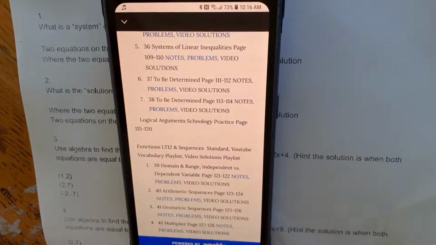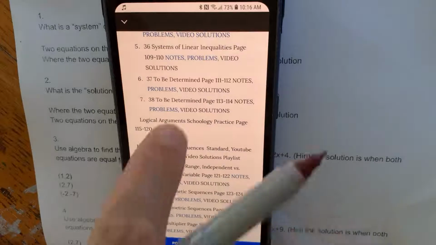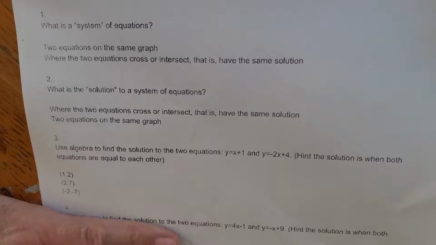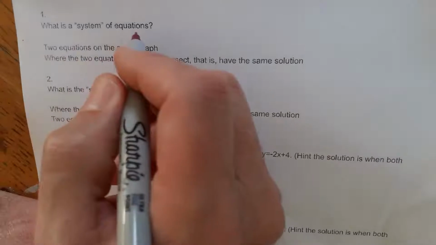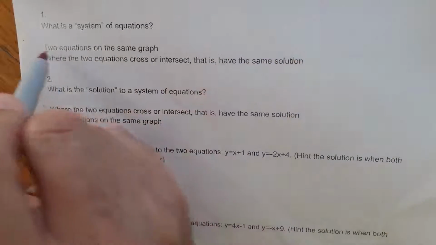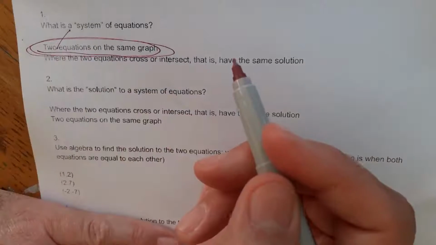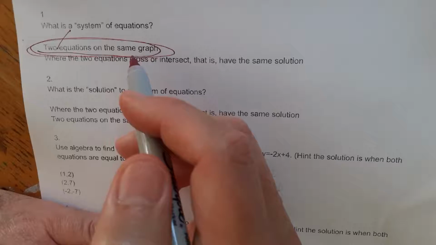All right? With that said, there's not much to look at for notes because we don't have them right now. But let's delve into the problem set and go ahead and solve these anyway. So what's a system of equations? It's 2 equations on the same graph. And it might be 2 or more equations. In Algebra 1, we're just going to do 2 equations.